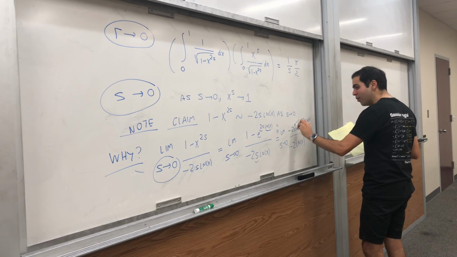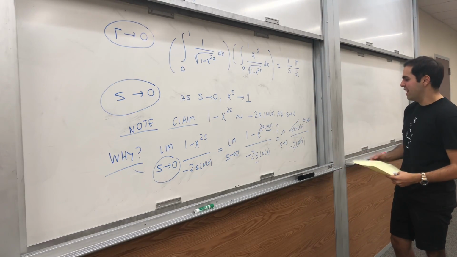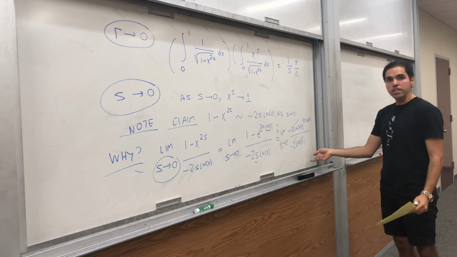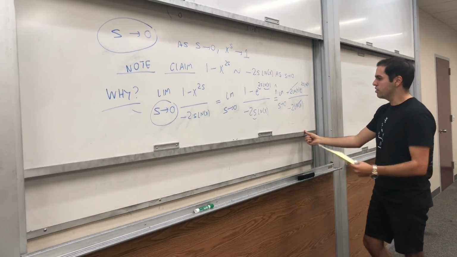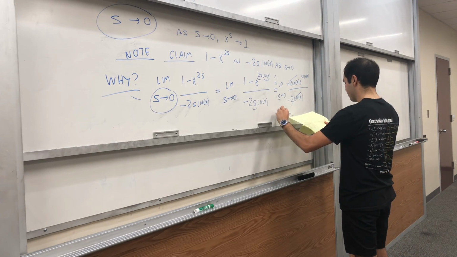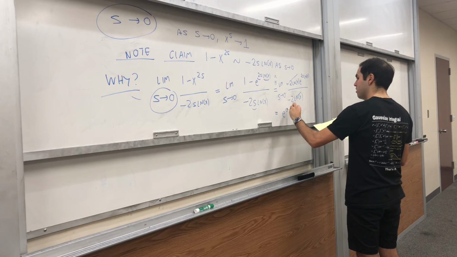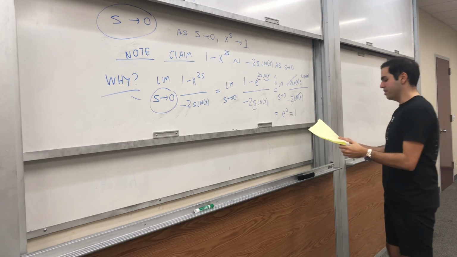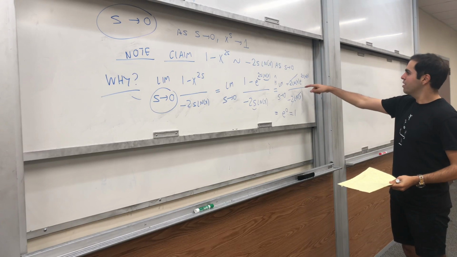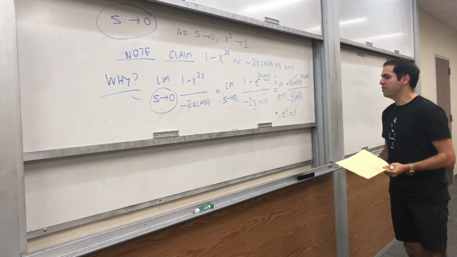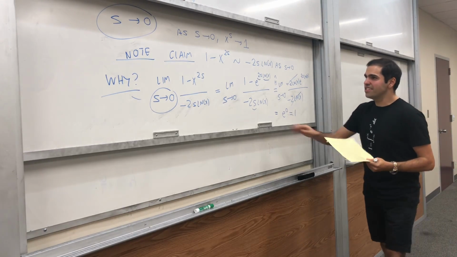And lo and behold, those terms cancel out, and if you let s go to 0, this just gives you e to the 0, which is just 1. So that's just e to the 0, which is 1. Or if the limit as s goes to 0 of x to the 2s, that's also 1. So indeed, this is true.